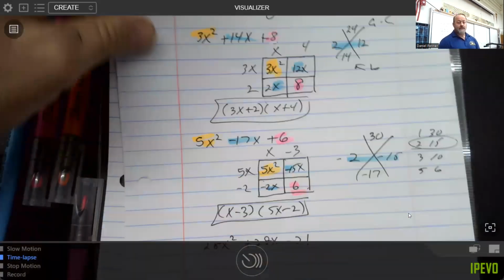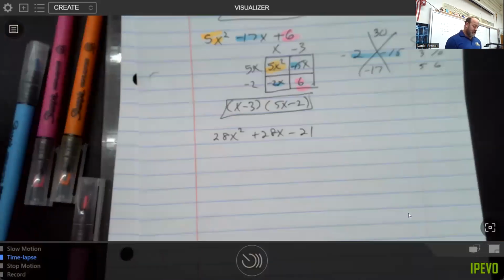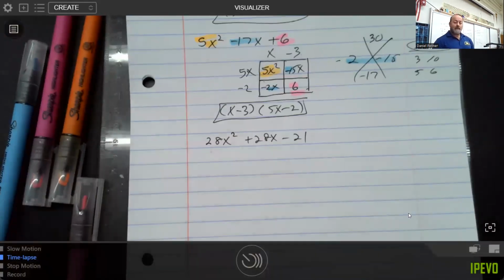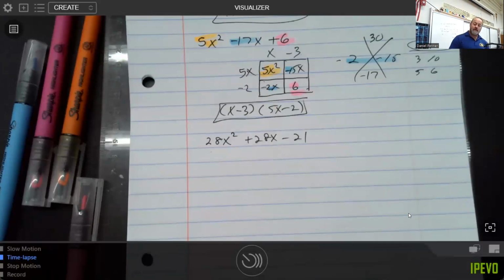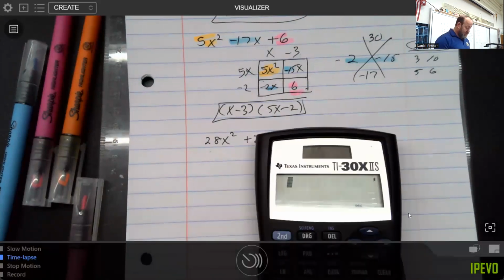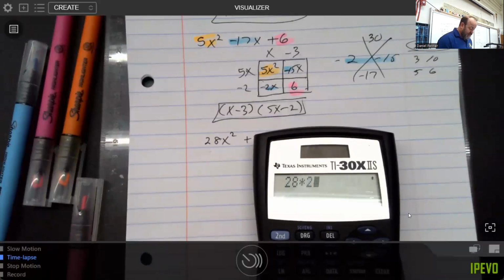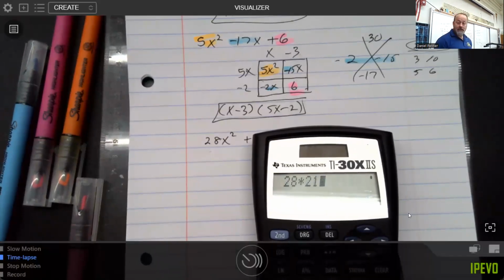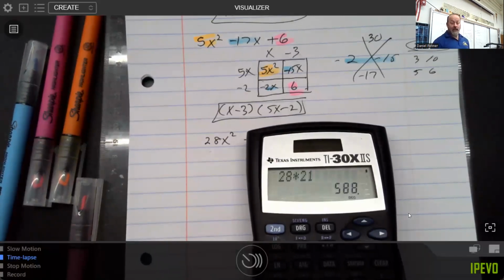And here's my last one. This is the hardest one. This would be the one I'd put a star next to because there's one extra little piece. Notice on this problem, those numbers would be absolutely horrible. In fact, I'm going to grab a calculator because I don't even know what it is. 28 times 21. If I were going to do the diamond problem, I put a 588 on top.